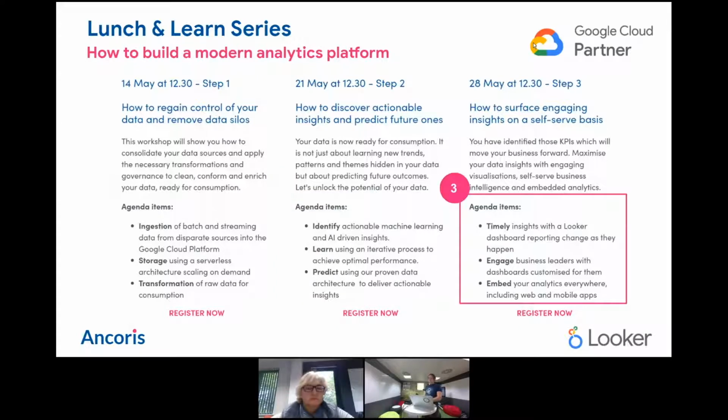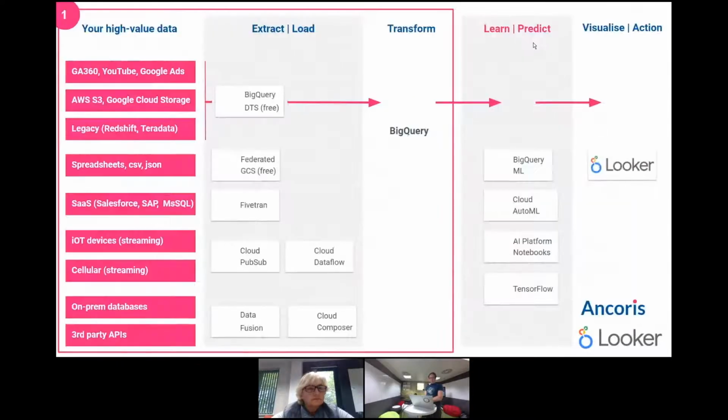And sometime next week, we're going to do the last part, which is all about Looker. So it's all about visualizing this data. Once you've got these insights, how do you get them in a timely fashion to people that need them? How do you engage business leaders? And how do you embed this stuff in all of your systems, whether it's web or mobile apps? So it'd be great if you could join us for that next week.